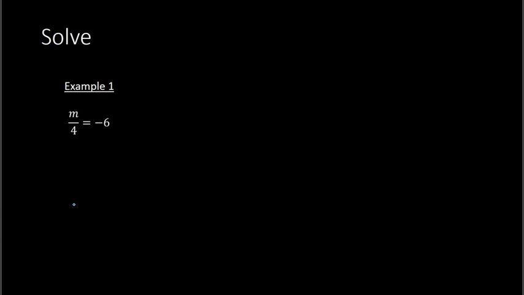Here are some more examples. Here we have m divided by 4 equals -6. Well, as we stated, to get rid of the division, we do the inverse operation, which is multiplication. So instead of dividing by 4, I'm going to multiply both sides by 4. When I do that, on the left side, the division of the 4 and the multiplication of the 4 will cancel out, leaving me with just an m on the left side. On the right side, we have 4 times negative 6, which would be negative 24. So my solution is m equals negative 24.